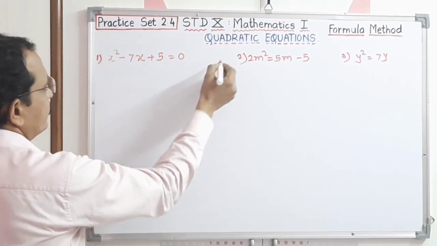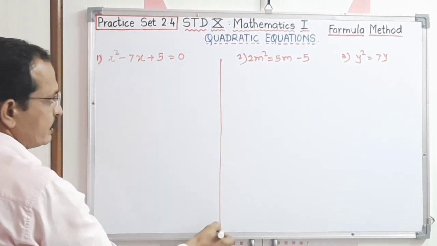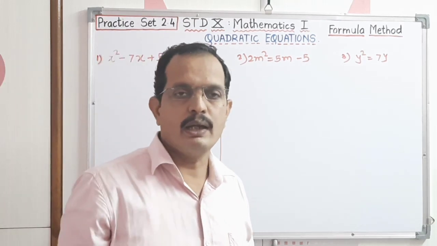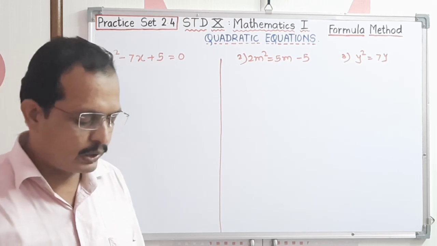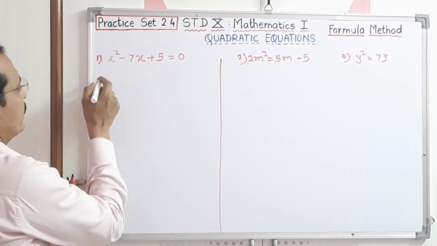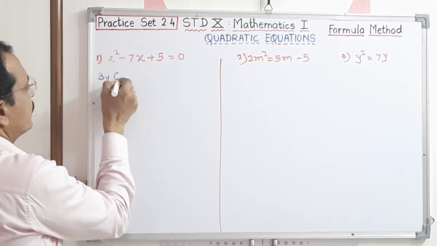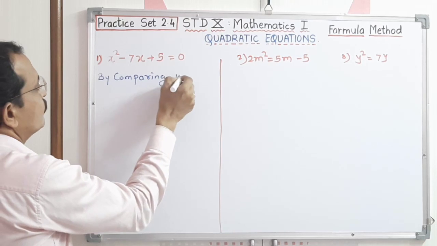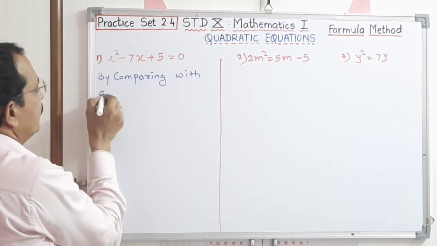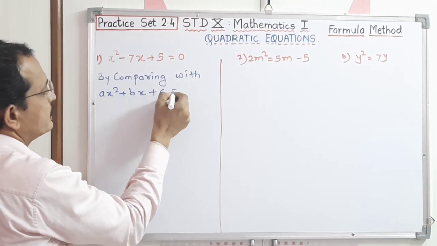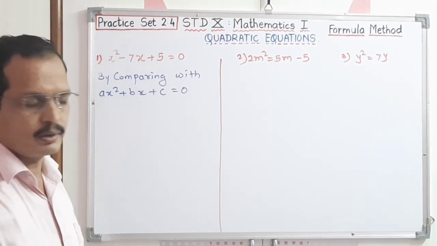Now see the first equation. In that equation we have to compare this equation with the standard form and we only have to find out the values of a, b and c. For this purpose we have to write, by comparing with ax square plus bx plus c equal to 0. This is our standard form.